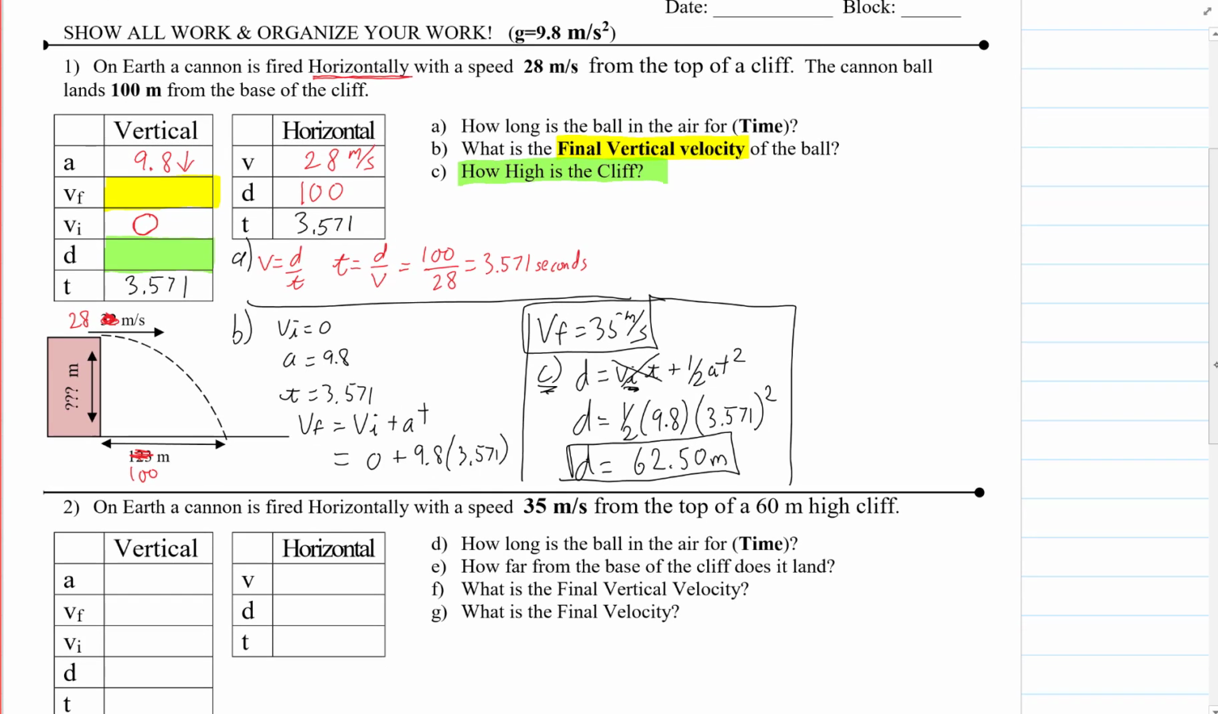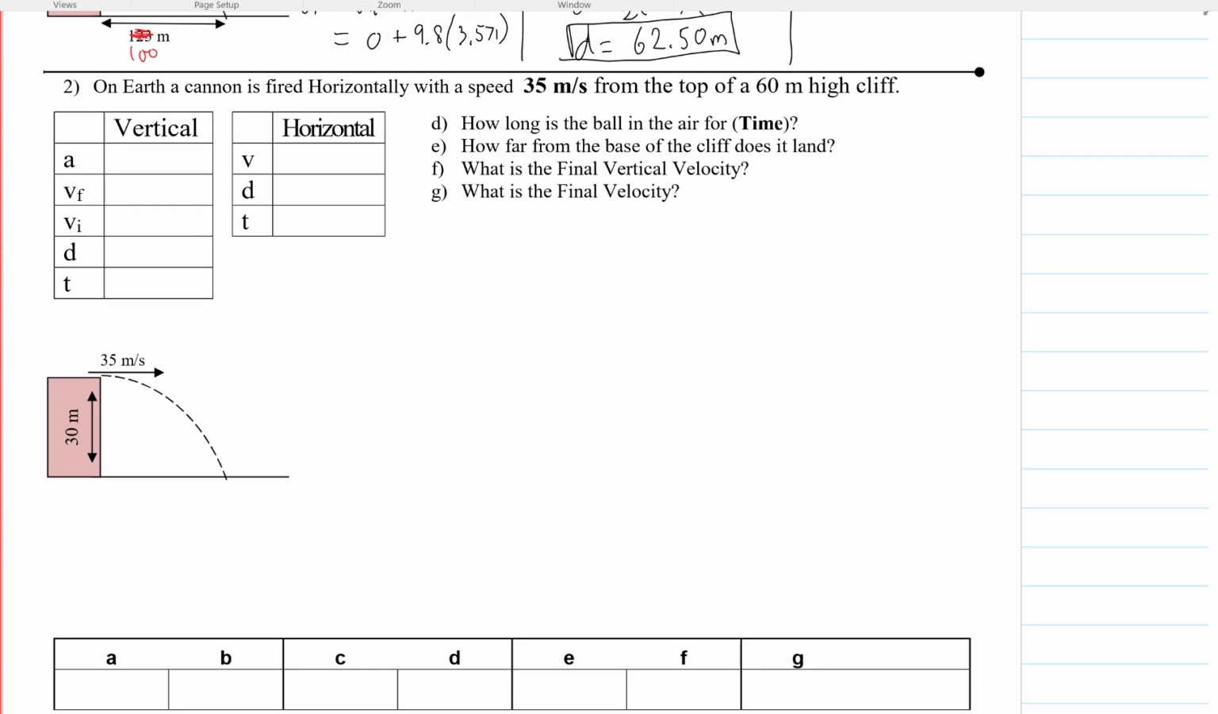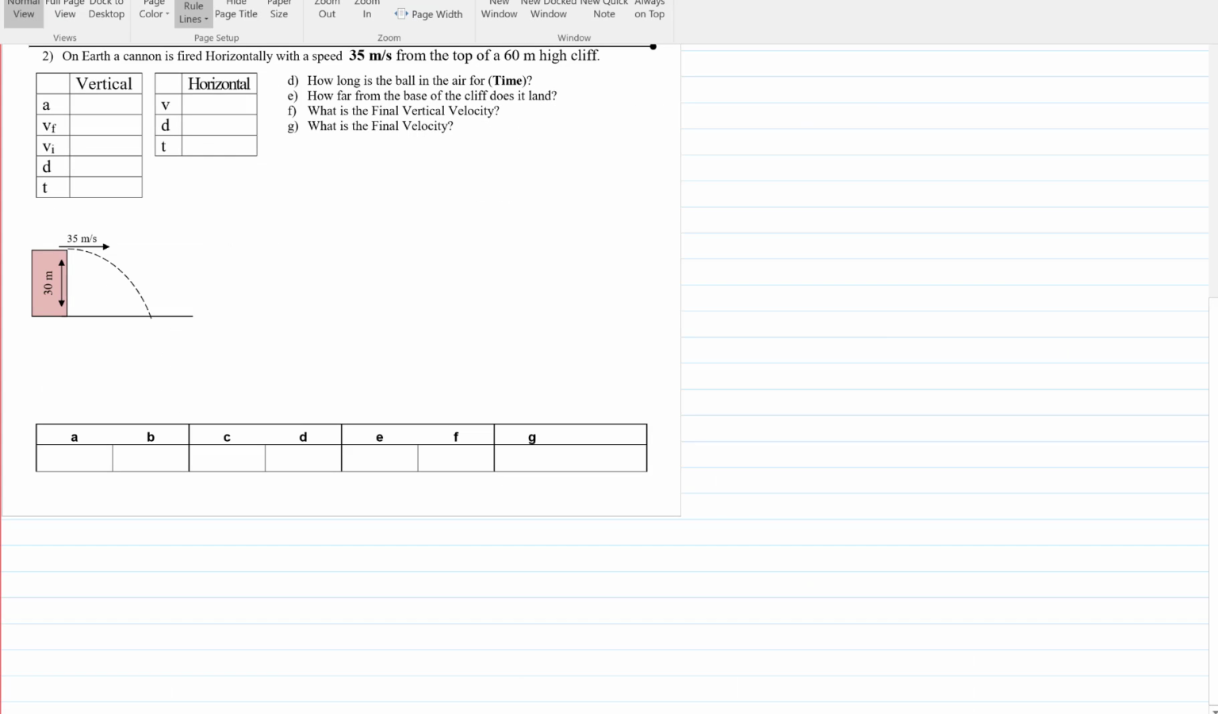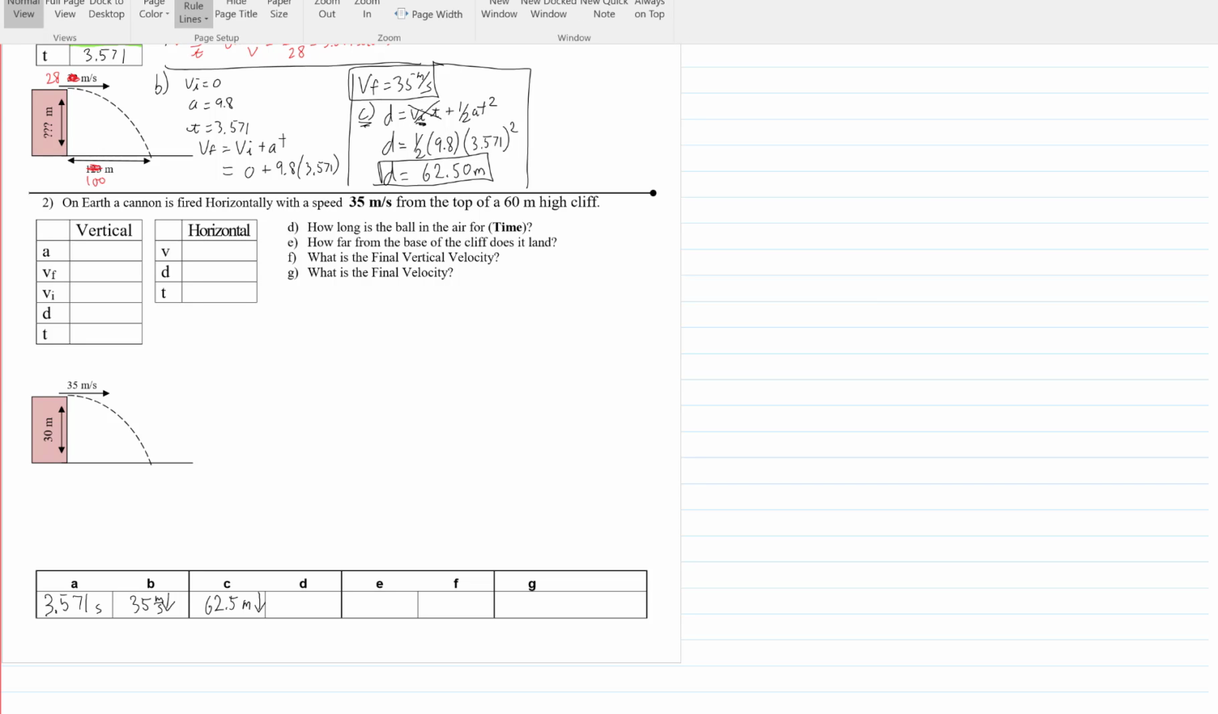Best yet, now just copy those answers down. A, B, and C down below. So we could zoom out there and write those numbers down. A is 3.571 seconds. B is a velocity of 35 meters per second down. And C is a downward distance of 62.5 meters. Okay, let's zoom back in and do question number 2.